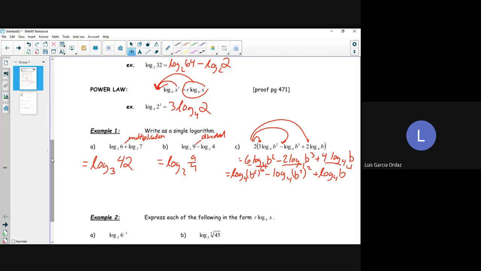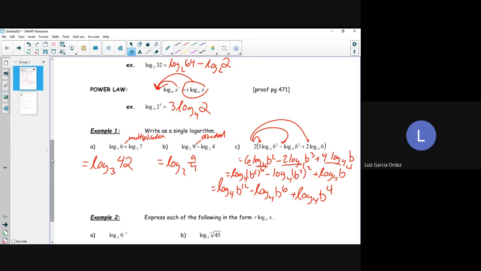So we're left with log base 4 of b^2 to the power of 6 minus log base 4 of b^3 to the 2 and log base 4 of b to the power of 4. So all we need to do next is multiply our exponents. So we're left with log base 4 of b to the 12 minus log base 4 of b to the 6 plus log base 4 of b to the power of 4.